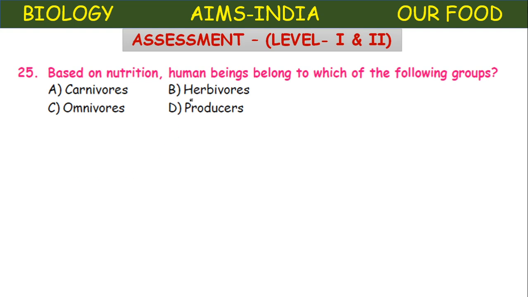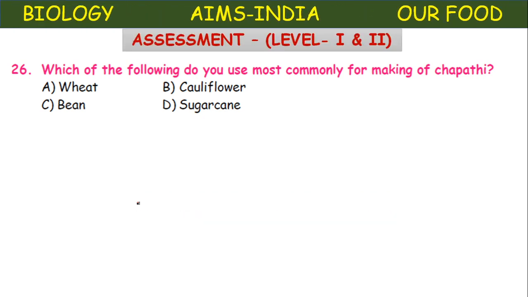Based on nutrition, human beings belong to which of the following groups? Carnivore, herbivore, omnivore, producer. We are omnivores. We eat both plants and animal products.